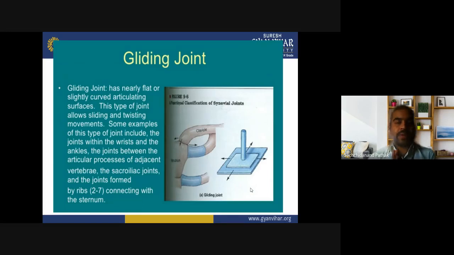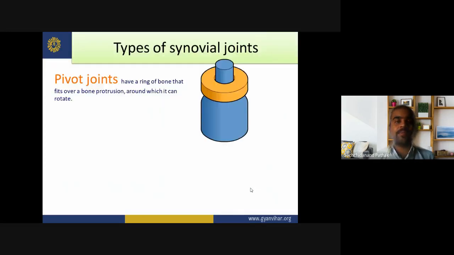Now, a gliding joint has nearly flat or slightly curved articulating surfaces. This type of joint allows sliding and twisting movement. Examples include the joints within the wrist and the ankle. The joints in our wrist are also gliding joints. Also the vertebrae, the sacroiliac joints, and the joints formed by ribs 2 to 7 connecting with the sternum. These are gliding joints.